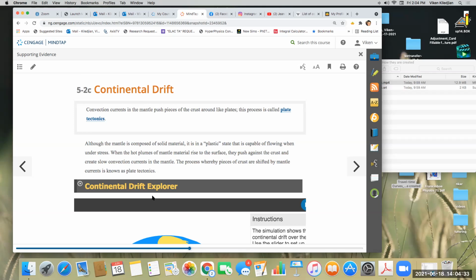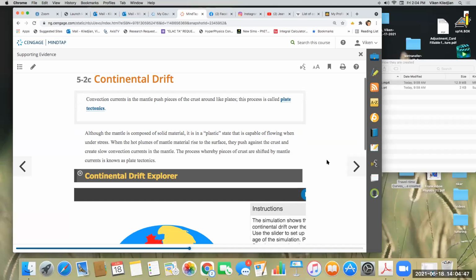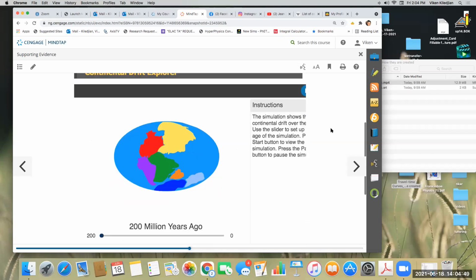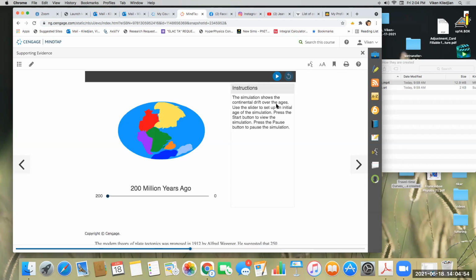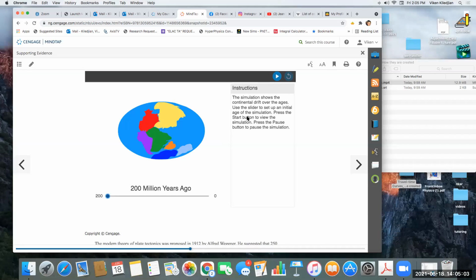When the hot plumes of mantle material rise to the surface, they push against the crust and create slow convection currents. The process whereby pieces of crust are shifted by mantle currents is known as plate tectonics. So this simulation shows the continental drift over the ages. Use the slider to set up an initial age of the simulation. Press the start button to view the simulation.